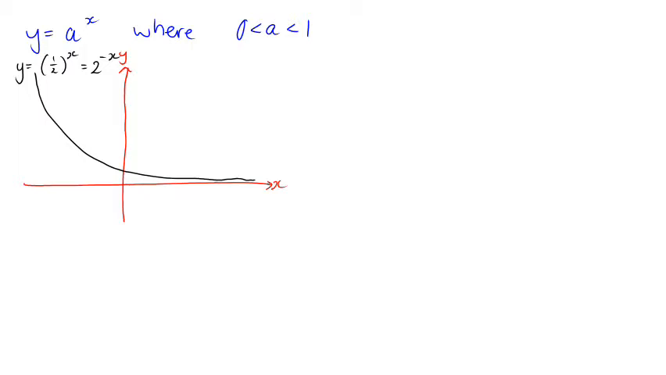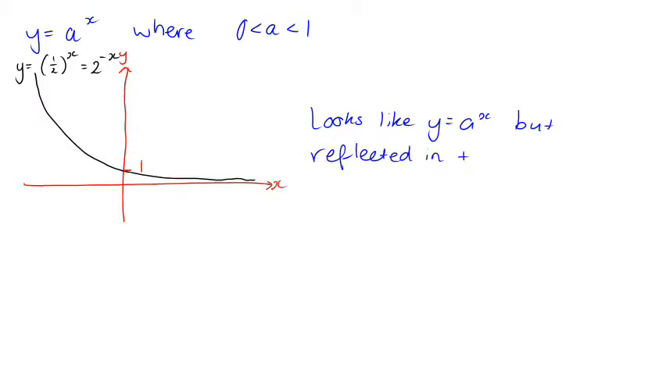And where do you think it crosses the y-axis? Yeah, at 1. So it looks just like y equals a to the x, but reflected in the y-axis.